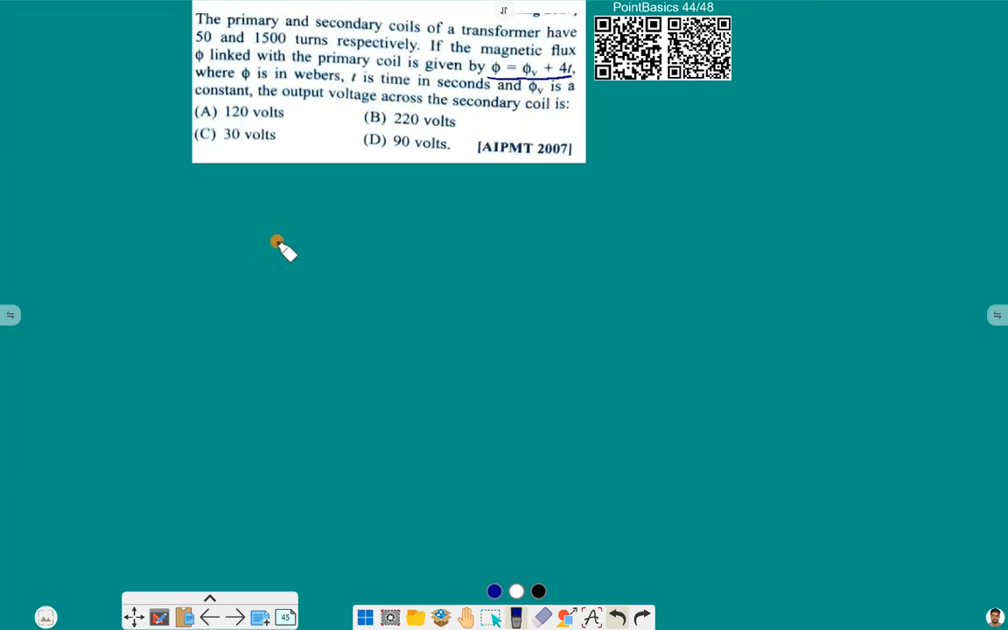So we know that in the secondary coil, voltage is induced due to induced EMF, or there is a change in flux. So due to that there is induced EMF, and induced EMF is given by negative of d phi by dt. So negative of d by dt of (phi_0 + 4t) will give us, as phi_0 is constant, minus 4. So this will be the induced EMF. We ignore the negative sign here, because it just represents the direction.